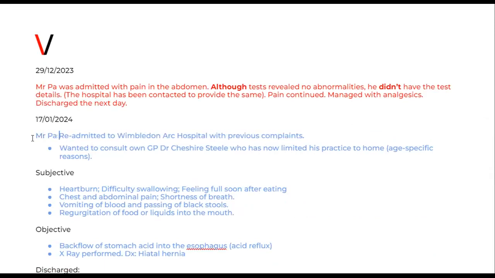Mr. Pa was readmitted to. So again, we don't have to write this one with the previous complaints. If you don't use this D here, you're going to lose a lot of marks here. Readmitted with the previous complaints. Pa was readmitted on. Let's write the date here. Where is the date? The date is here already. Take this one and write here. So 17.